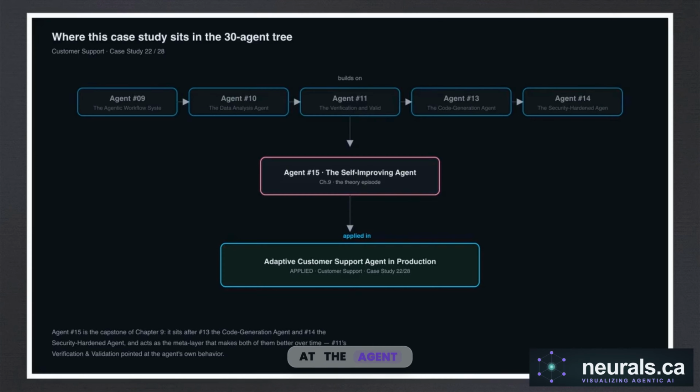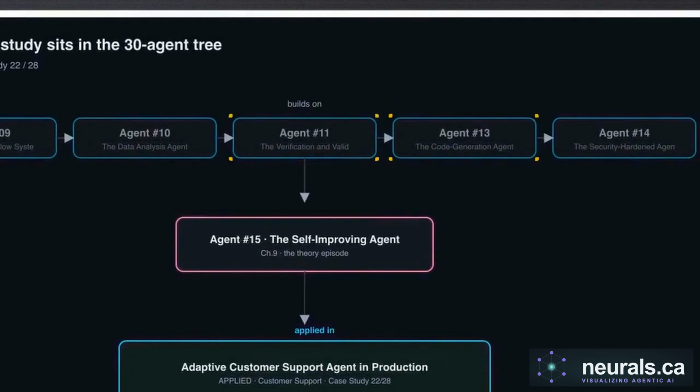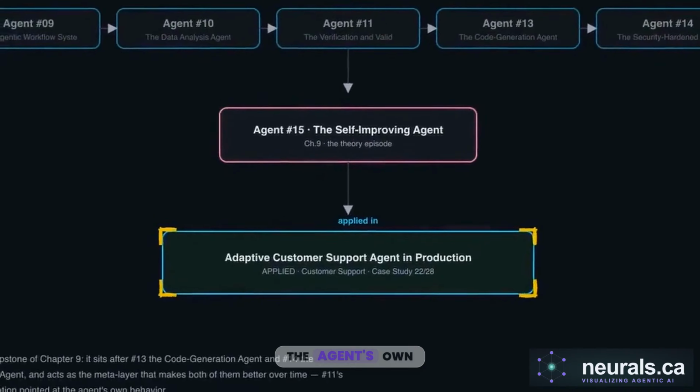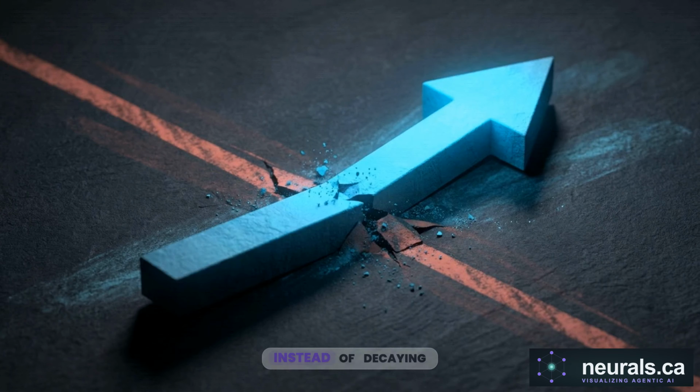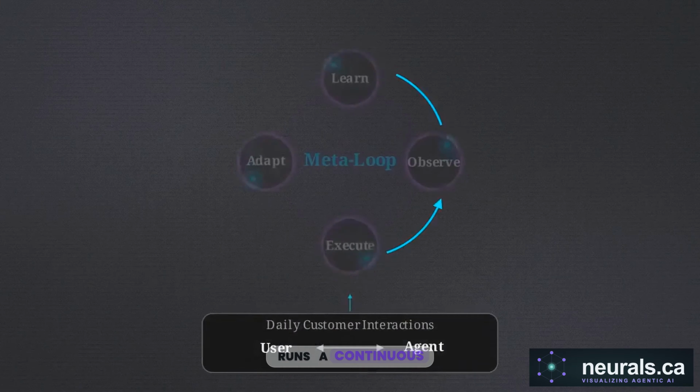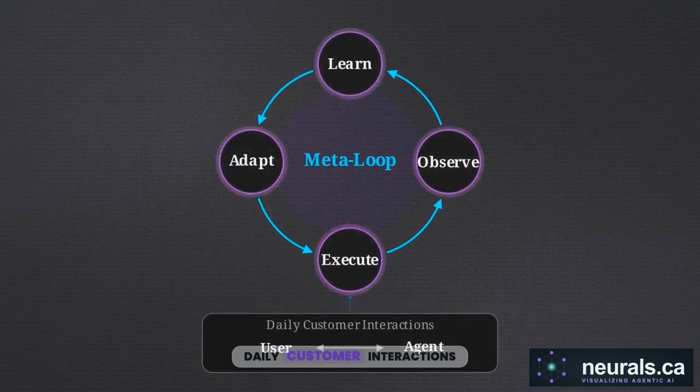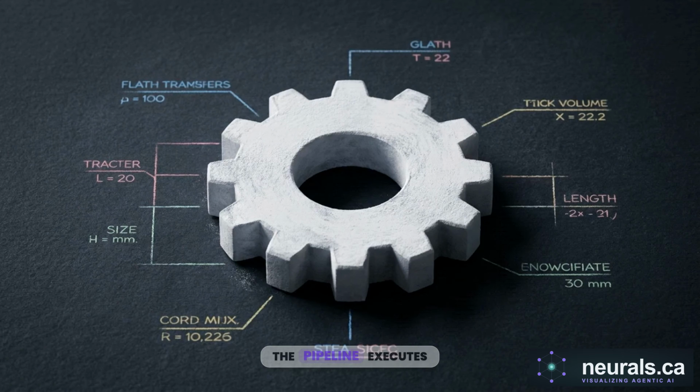Looking at the agent architecture tree, Agent 15 sits as the capstone of our theory models. It acts as a meta layer, taking the verification concepts and code generation mechanics we built earlier and pointing them directly at the agent's own behavior in production. Instead of decaying, this agent reverses the trajectory. It runs a continuous, closed loop on top of its daily customer interactions. The pipeline executes a task.